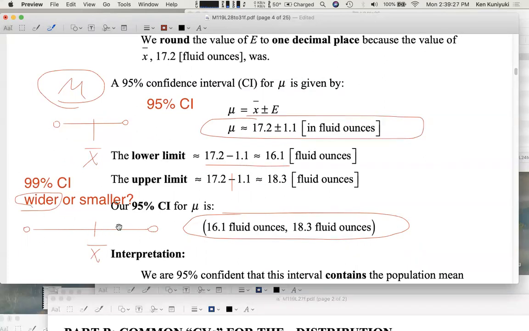So how can we construct this 99% confidence interval? And how would this be different from the 95% confidence interval? How would the result be different? Well, it's going to be a wider confidence interval. And how will this work be different?